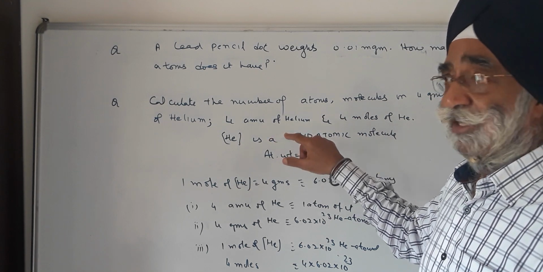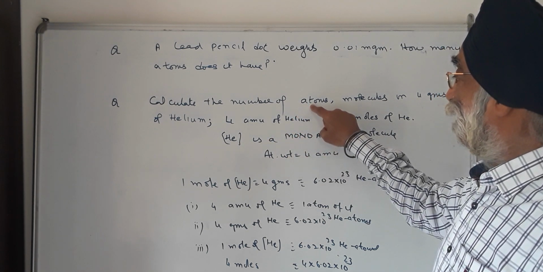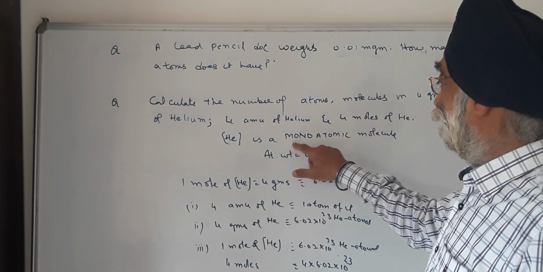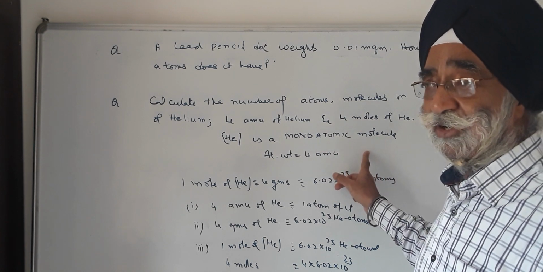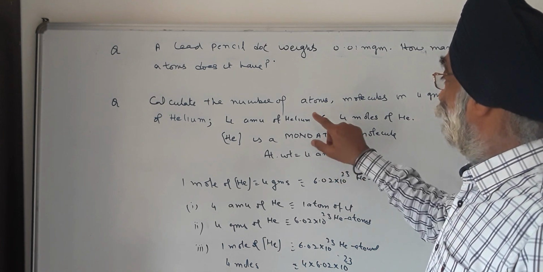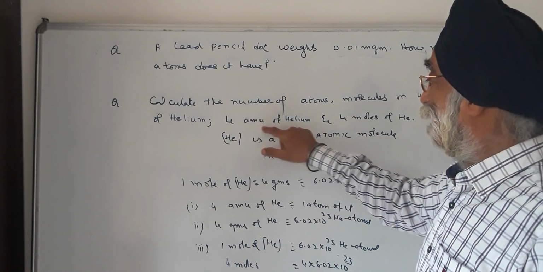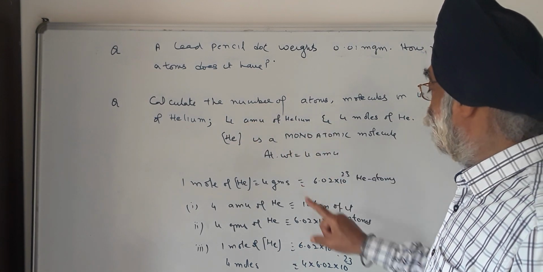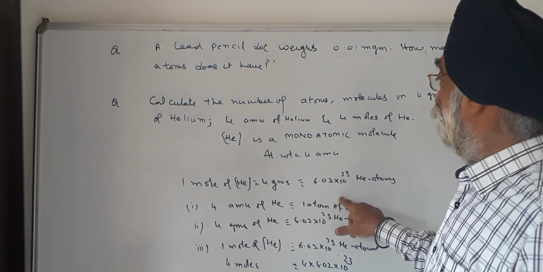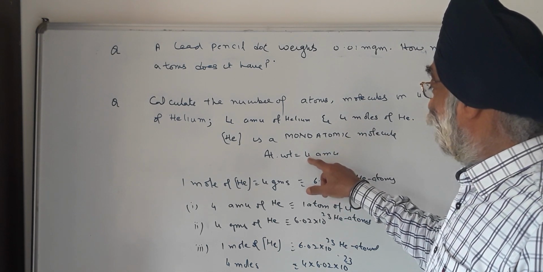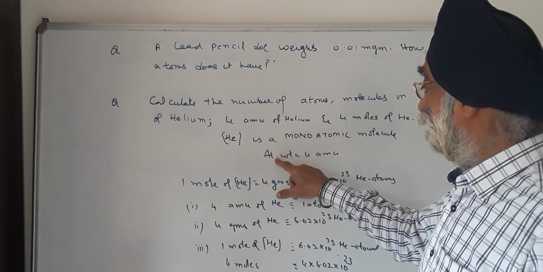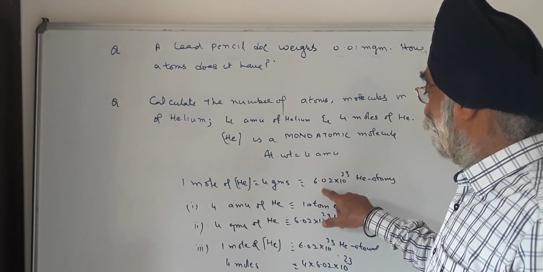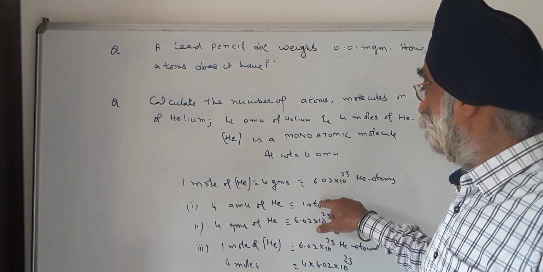First clarification that I gave, there is no difference between helium atom and helium molecule because helium is a monoatomic molecule. It is an inert gas or noble gas. 4 AMU of helium, atomic mass of helium is 4. So 4 AMU of helium means 1 atom of it. 4 AMU is its atomic weight. So we write 1 mole of helium, 4 grams, and it has Avogadro's number of helium atoms.